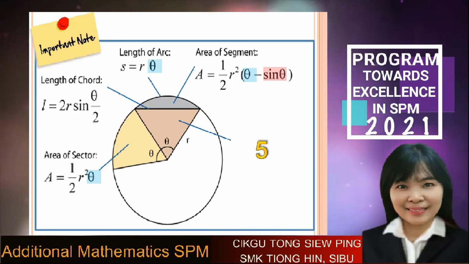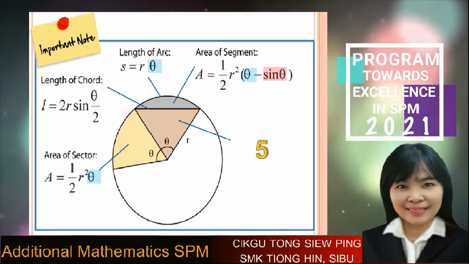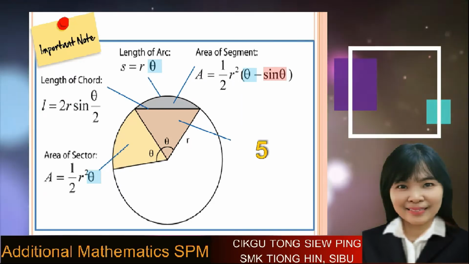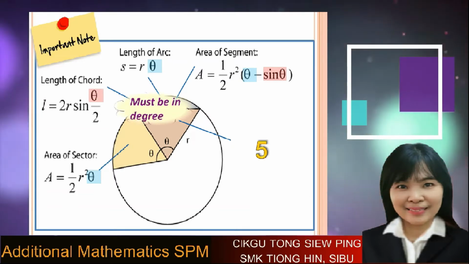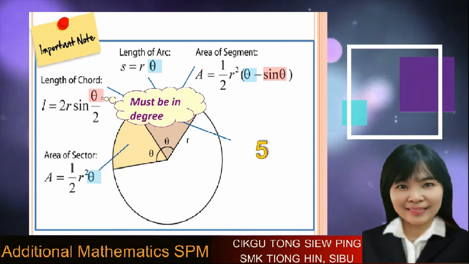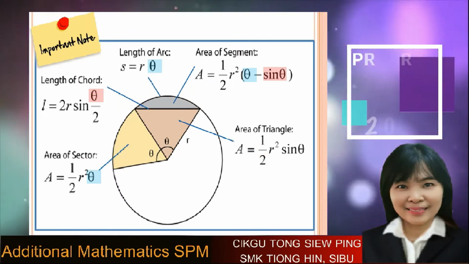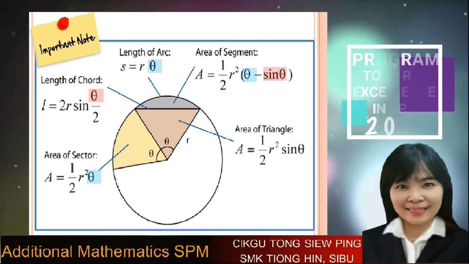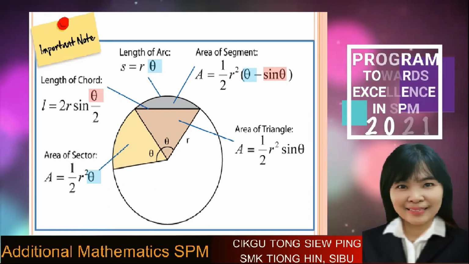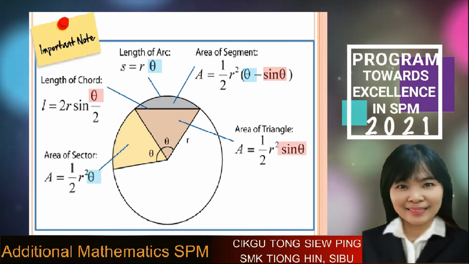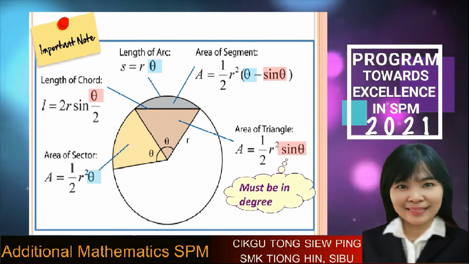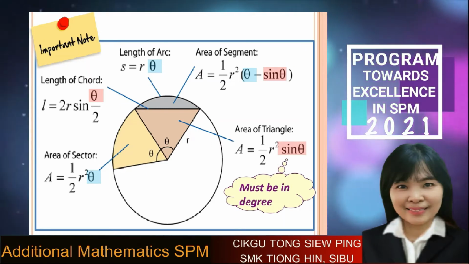Fourth formula is the length of chord. It's given by 2r sine theta over 2, and for this one, the units must be in degrees. The last formula for this chapter is the area of the triangle, equal to 1/2 r squared sine theta, and for this sine theta, the unit must be in degrees.